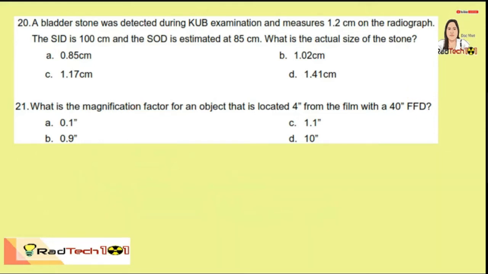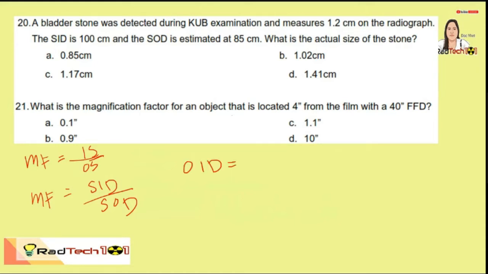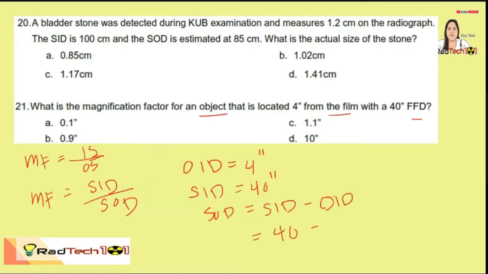So, the magnification factor has two possible formulas, depending on what is given. Magnification factor is IS over OS, image size divided by object size, or the magnification factor is SID over SOD. Based on our given, we have no image size and object size here. Instead, we have the OID, which is 4 inches. OID is the object to image receptor distance, or object to film distance. Then we have the FFD, which is also the SID, of 40 inches. So we have no SOD. How can we solve for SOD? SOD is equal to SID minus OID. So that is 40 minus 4 inches, that is 36 inches for our SOD.